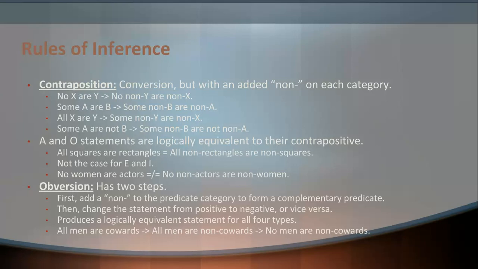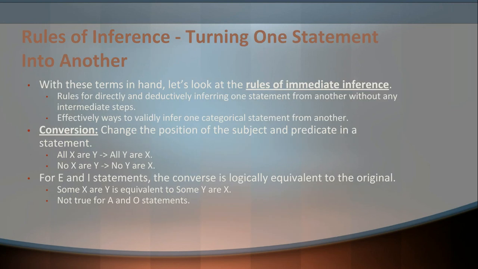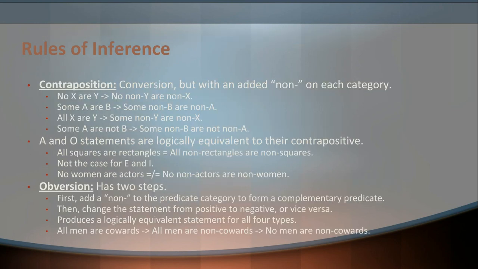Let's go on with the other rules of inference then. So contraposition. This is the first of our more complex ones. This is the same as conversion, where we are flipping around the different terms that we're working with. But we also add a non onto each category. So effectively, we create complementary predicates for each of the things that we're working with.